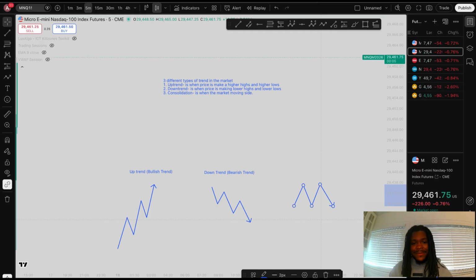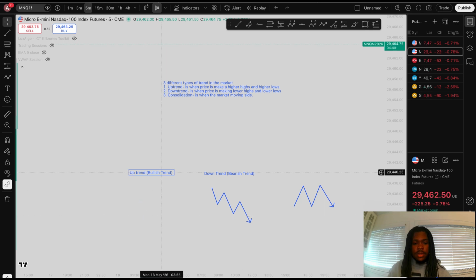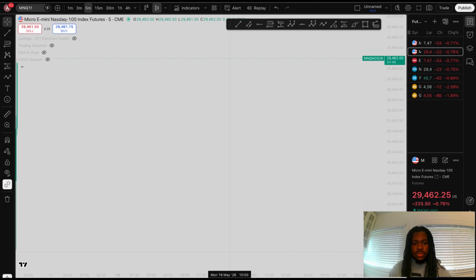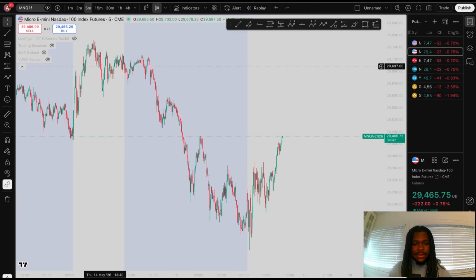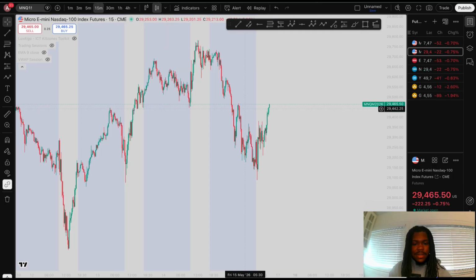So now that I broke down that, we can go into the chart and see if we can find any examples of these trends in the chart and help you to spot them when you're trying to trade. So let's get rid of all this. There we go. All right, so let's go to the 15-minute. This is the 15-minute chart.